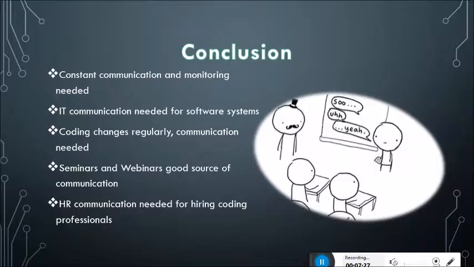Coding changes needed. Billing changes needed. Staffing needed. IT needed. Everything needs to be communicated regularly and monitored regularly. Seminars and webinars are definitely a good source of communications, and reliable websites such as AHIMA and CMS are a good source of information as well.